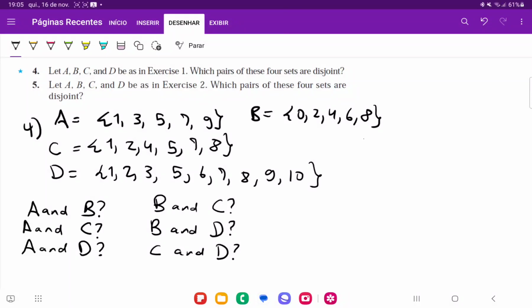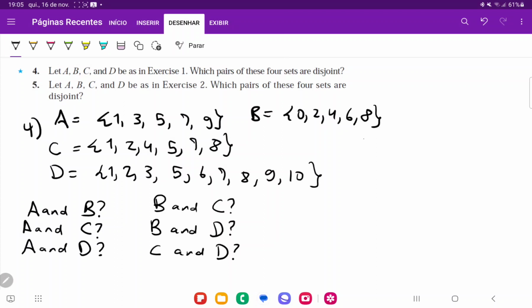So for number 4, we're given sets A, B, C, and D as in exercise 1. And so I've gone ahead and I've put in these sets here. I've copied them. And it's asking us which pairs of these 4 sets are disjoint. So remember that a pair is disjoint if they have no elements in common. If they have at least one, then it is not disjoint.